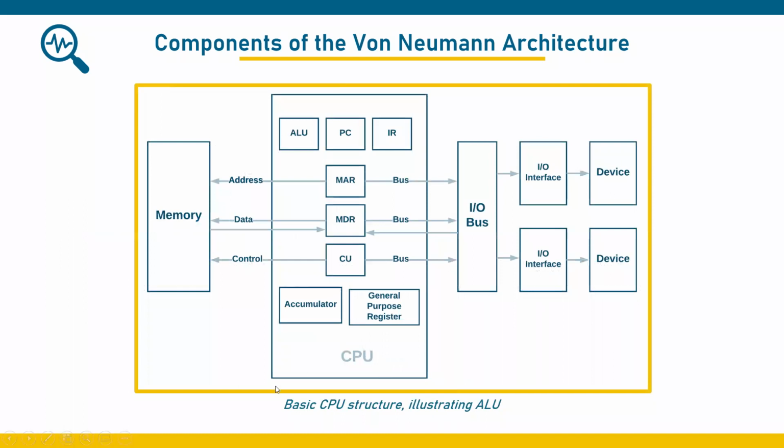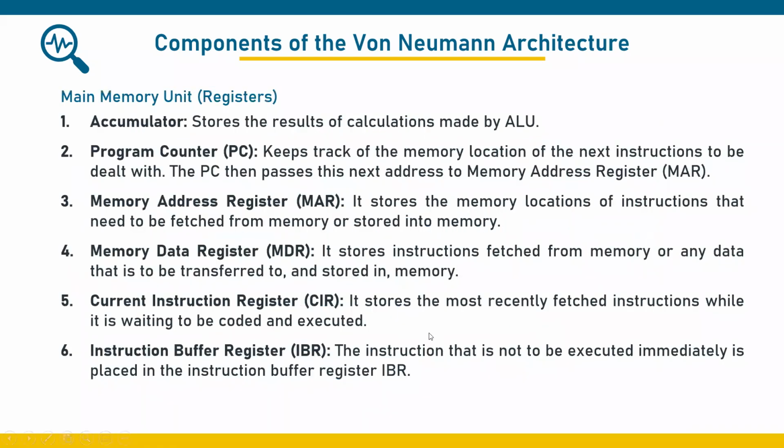Now you can see the basic CPU structure. This is the memory, and this is the ALU, arithmetic logic unit, PC, program counter, IR, accumulator, and this is the general purpose register and IO buses. This arrow shows how data is transferred. Now I will explain the registers. These are some examples for registers.